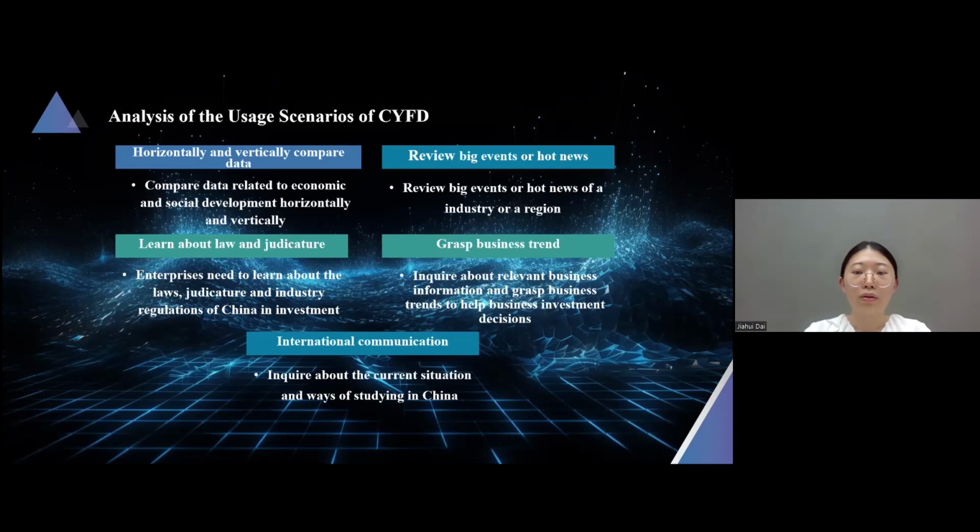If enterprises want to invest in China, they need to know China's laws and relevant industry regulations. Moreover, by searching relevant business information in yearbooks, enterprises can grasp the business trends, know more about the development of the industry, and thus make reasonable investment decisions. The last usage scenario is international communication. Overseas scholars who are interested in China can search in yearbooks to find information about working and studying in China.